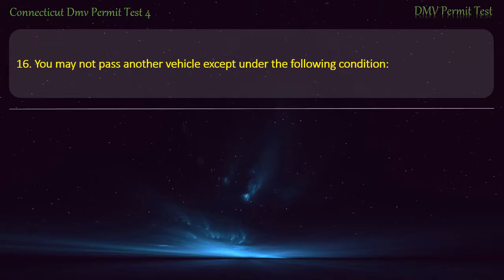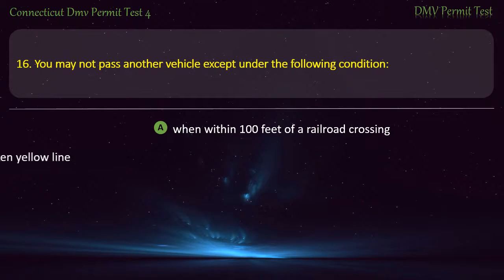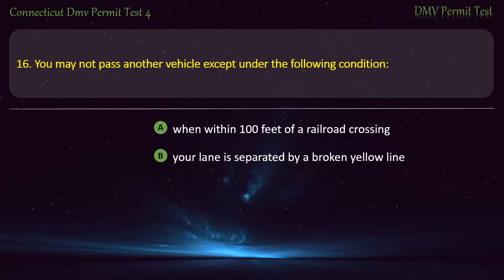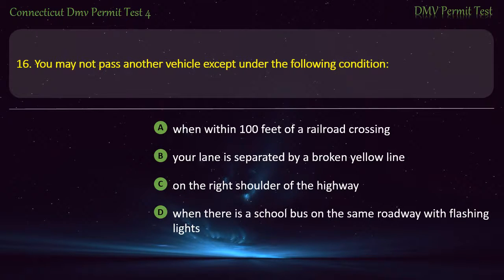Question 16. You may not pass another vehicle except under the following condition: when within 100 feet of a railroad crossing; your lane is separated by a broken yellow line; on the right shoulder of the highway; when there is a school bus on the same roadway with flashing lights. Answer. Your lane is separated by a broken yellow line.